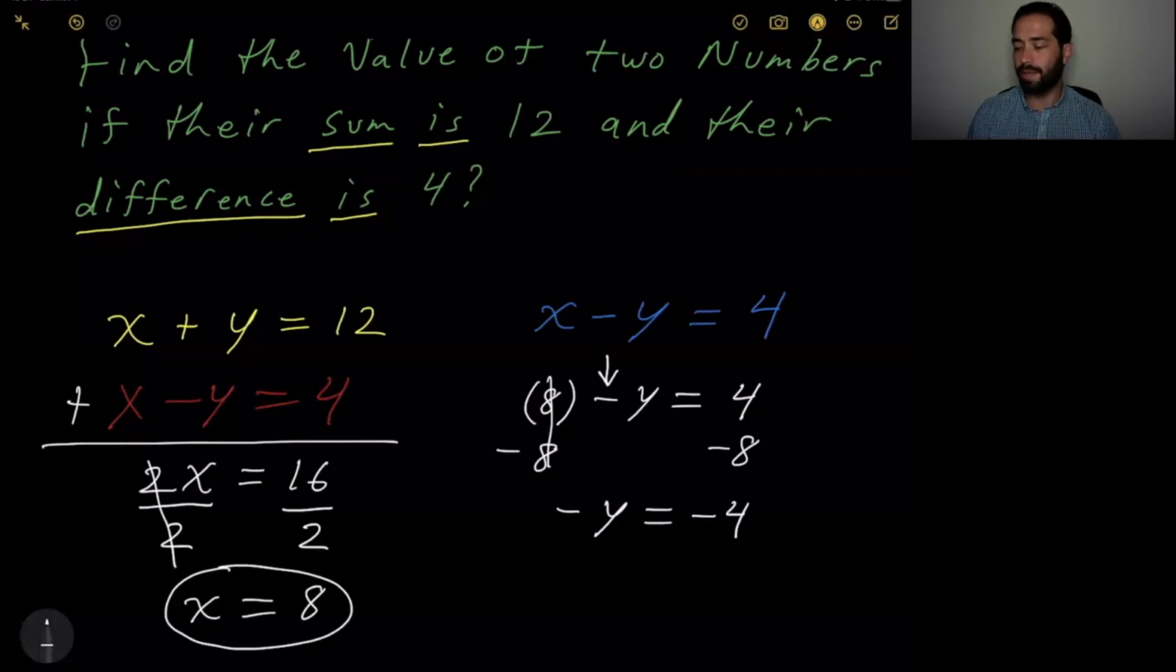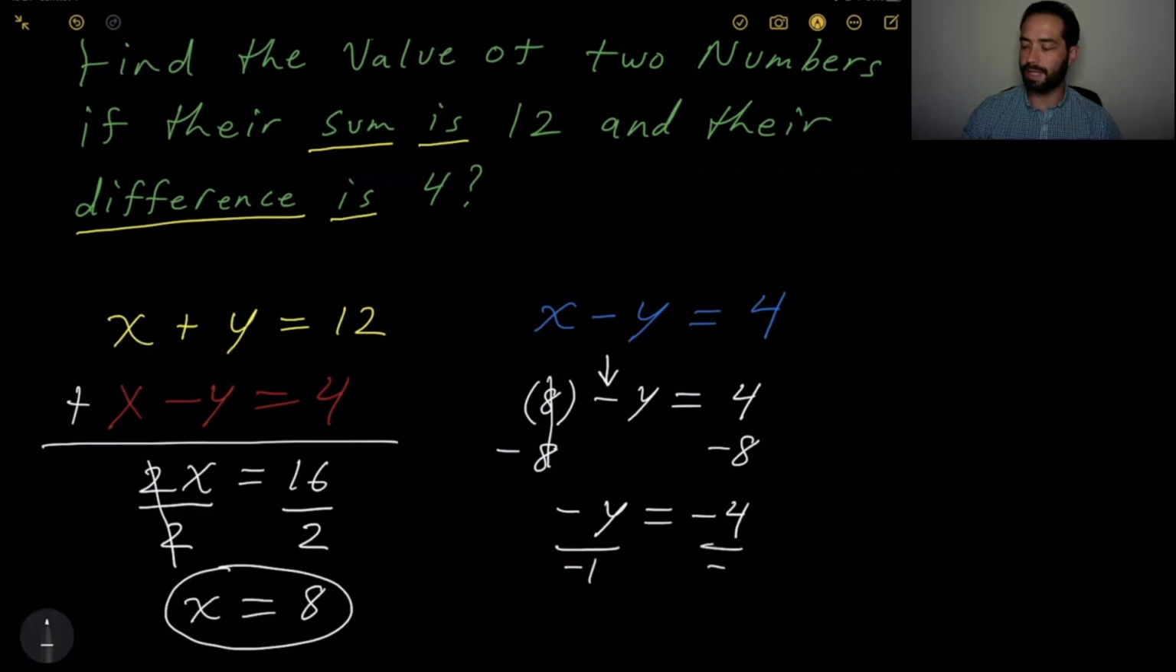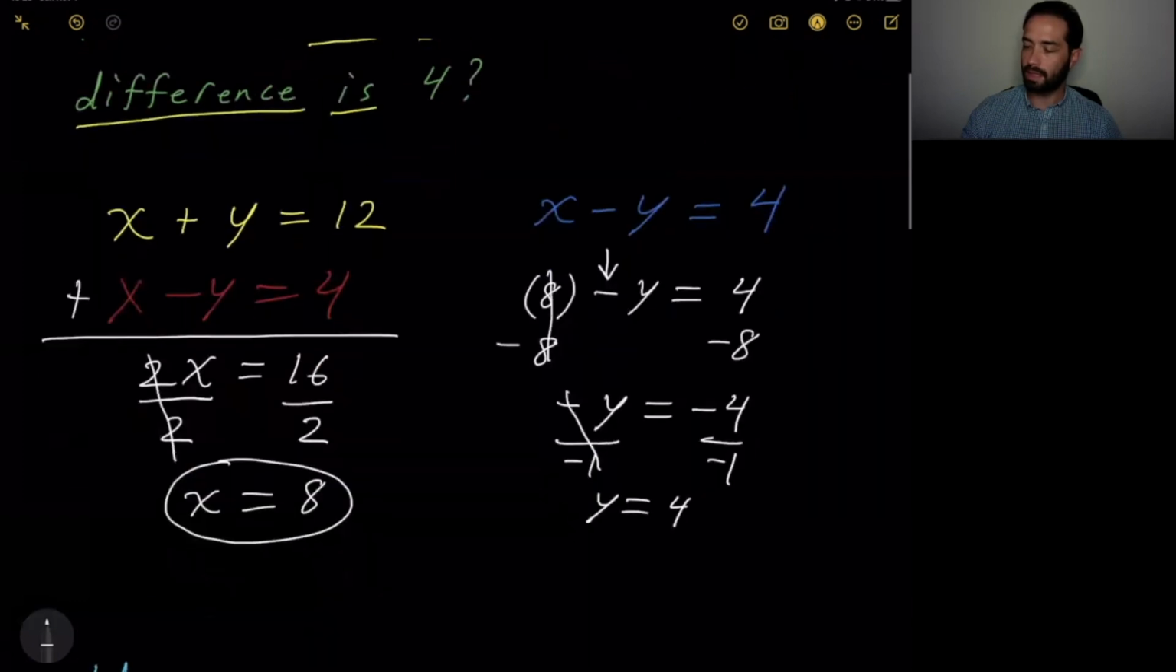Okay, well, remember, we're solving for y. Do I have y? No, I do not have y. But what do I have? I have negative y. Well, negative y means negative 1 times y. So I'm going to do the opposite, which would be dividing by negative 1 on both sides. Cancels out. We have y equals 4. Okay, so there are my two numbers.